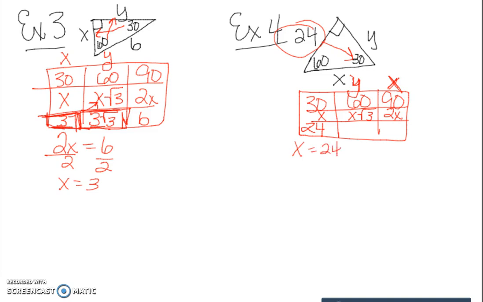Well, x is 24. X is equal to 24. So now I just have to substitute that in. So Y is going to be 24 square root of 3, and 90 is going to be 2 times 24, which is 48. So those are my two solutions. Now you're going to practice special right triangles.